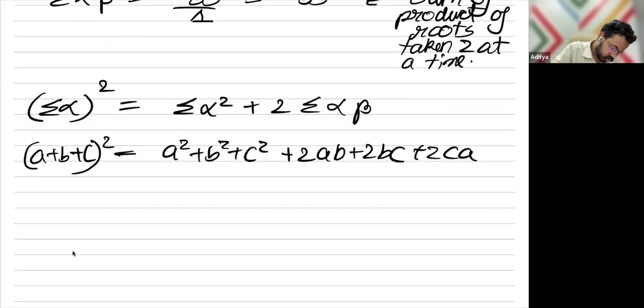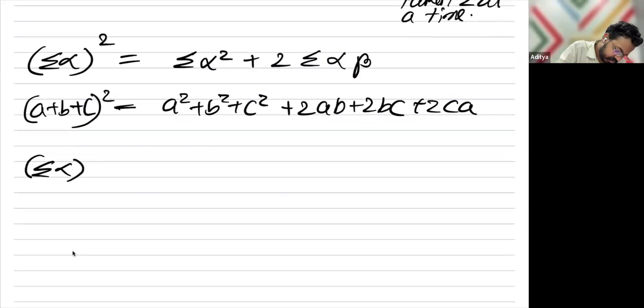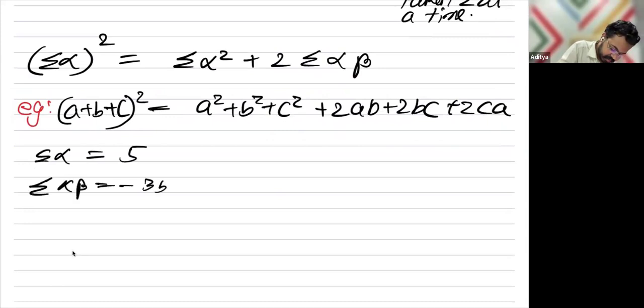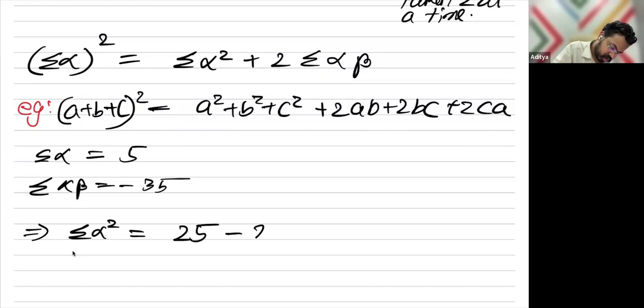Okay, so summation alpha, I'll just keep this a little bit aside. Okay, summation alpha equal to 5. Summation alpha beta equal to minus 35. So this implies summation alpha square equal to 25 minus 2 times, sorry, 2 times 35. Minus of minus 2 times 35, that is equal to 25 plus 70, 95.